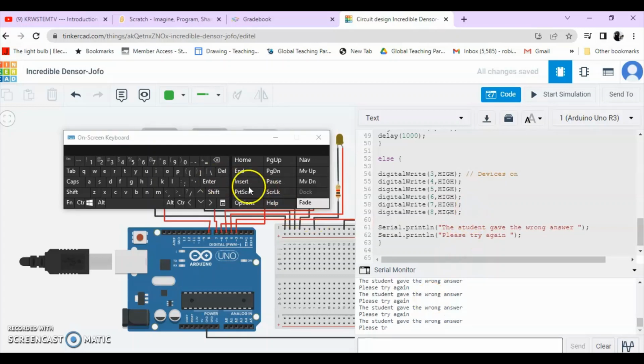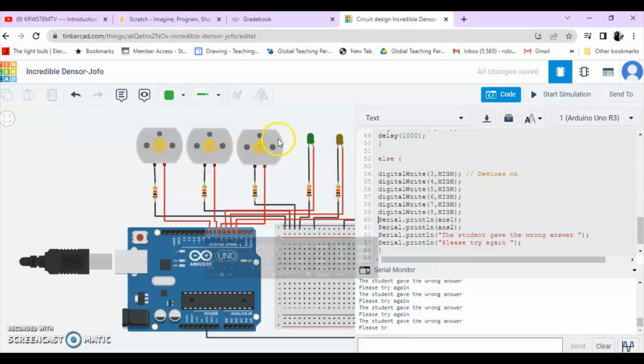as well. So to do that, I just need 2 serial print blocks. Since there are 2 answers that the student would have calculated, I'm just going to have 2 serial print lines. So here I'll put ANS1, and of course here again I will put ANS2. Those are the answers that the student would have given, and that will allow us to see them on the serial monitor as well.